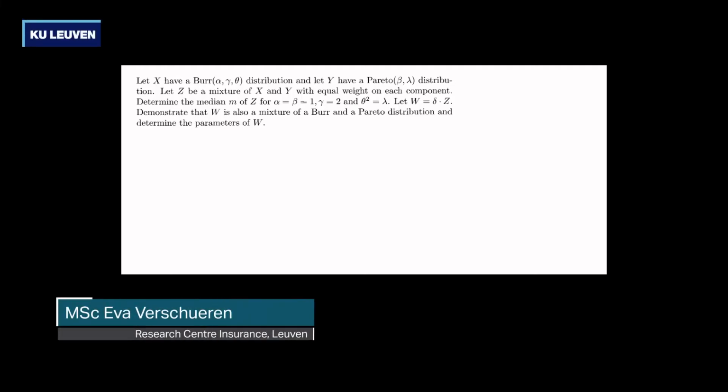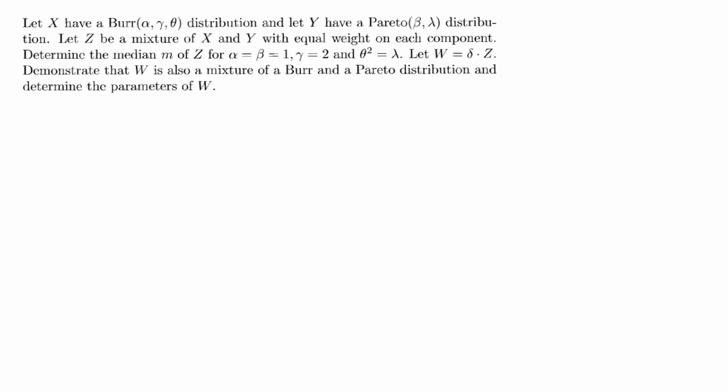In this exercise, we consider a Burr-distributed random variable x with parameters alpha, gamma, and theta, and a Pareto-distributed random variable y with parameters beta and lambda. Let z be a mixture of x and y with equal weight on each component. We're then asked to determine the median m of z for alpha and beta equal to 1, gamma equal to 2, and theta squared equal to lambda.